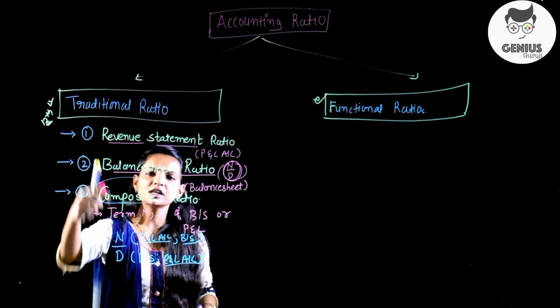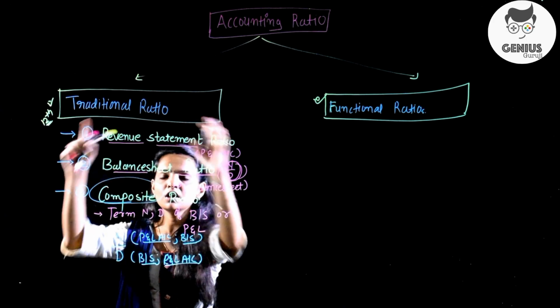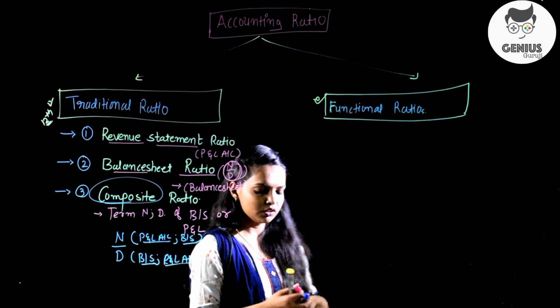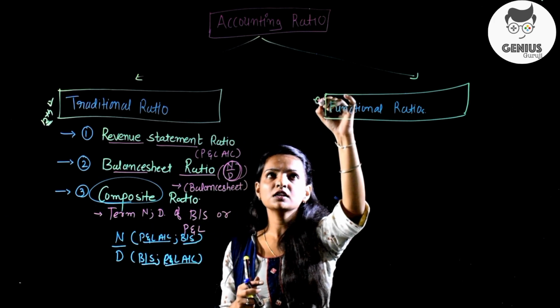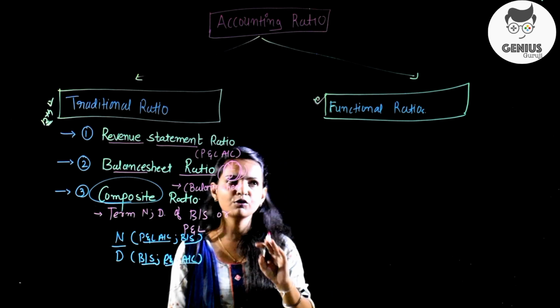But all these types of ratios you have learned in your 12th standard, so we are not going to do practicals of that particular. We are moving on. Our most important part is functional ratio. This functional ratio is classified into 4 points.